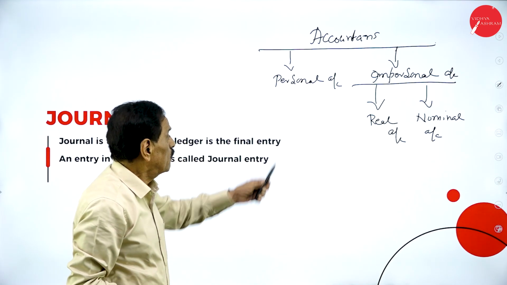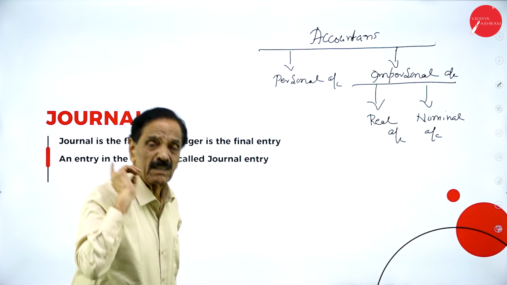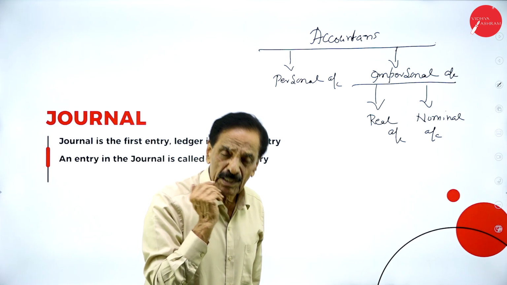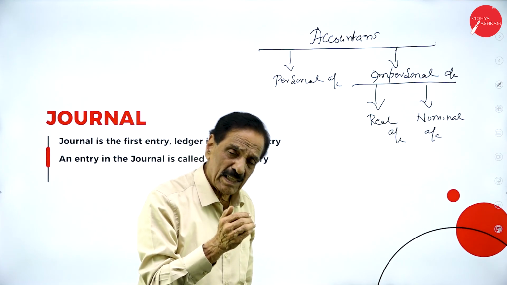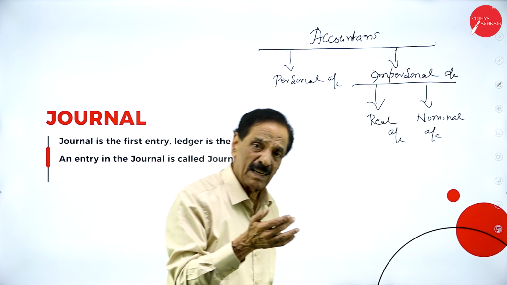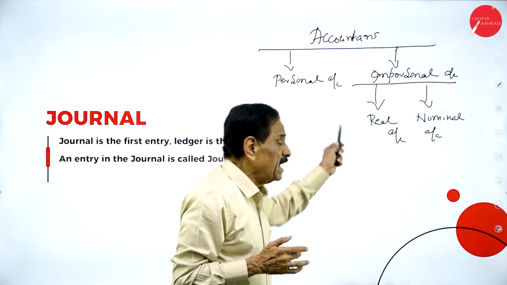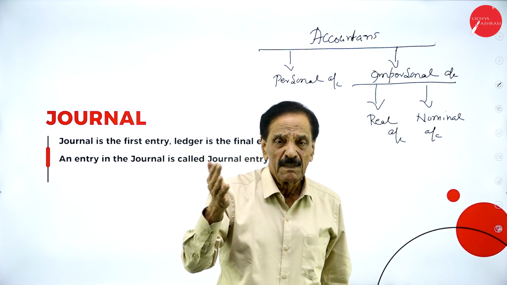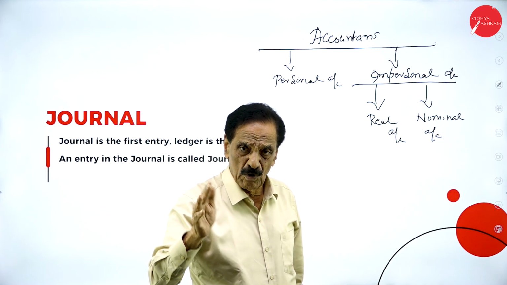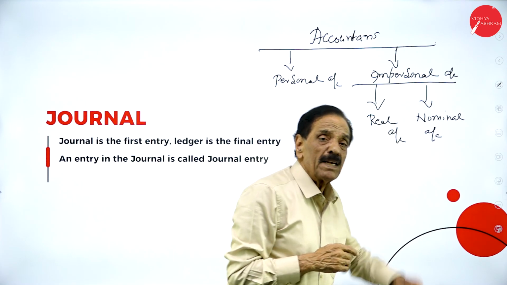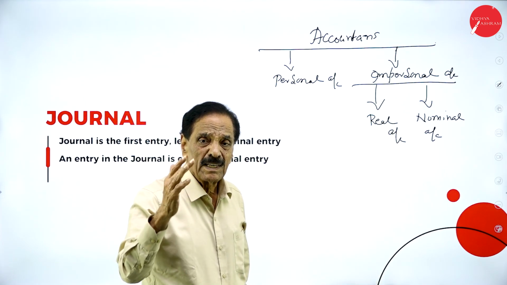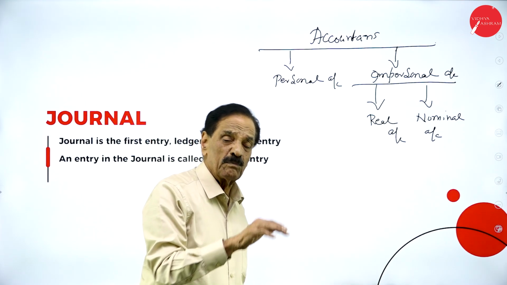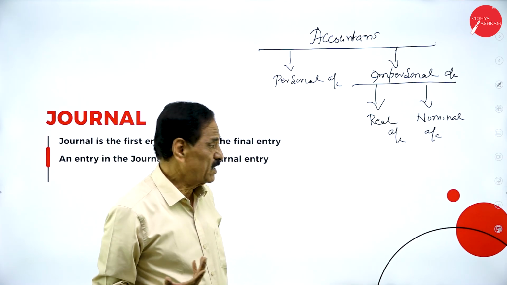Now, I am going to explain what is personal account. A personal account is one which deals the accounts of person. Example, Rama's account, Krishna's account, X account, Joseph account, Allah account, bank account. A real account is one which deals the accounts of property, land, building, machinery, furniture, motor car, cash. A nominal account is one which deals the accounts of incomes and expenses and profit and losses. Discount received, discount paid, rent received, all these will be.